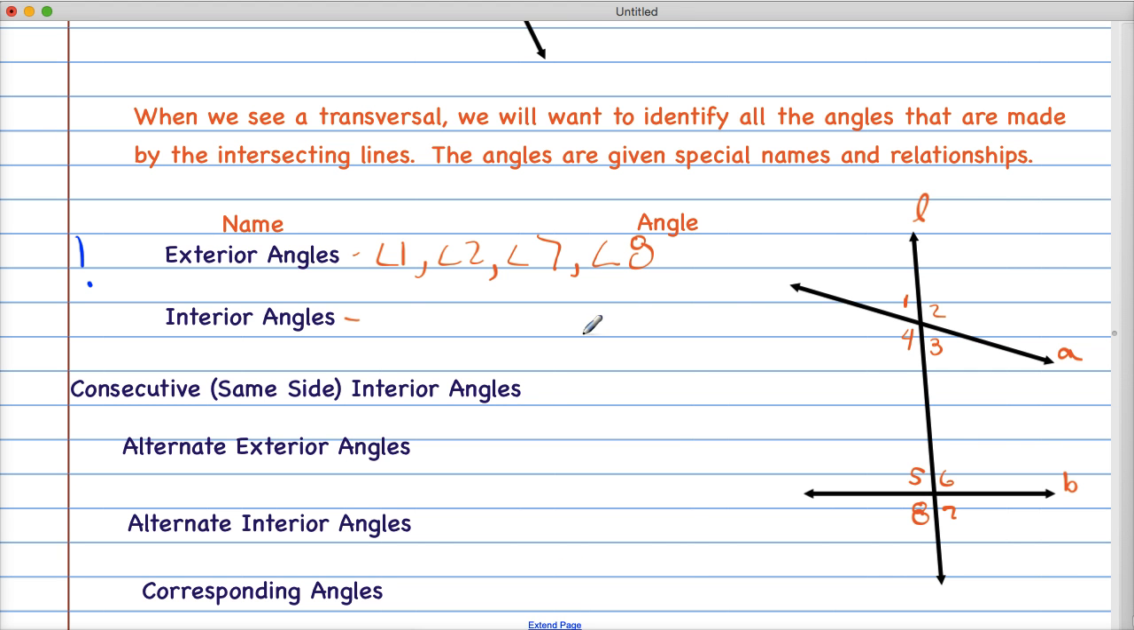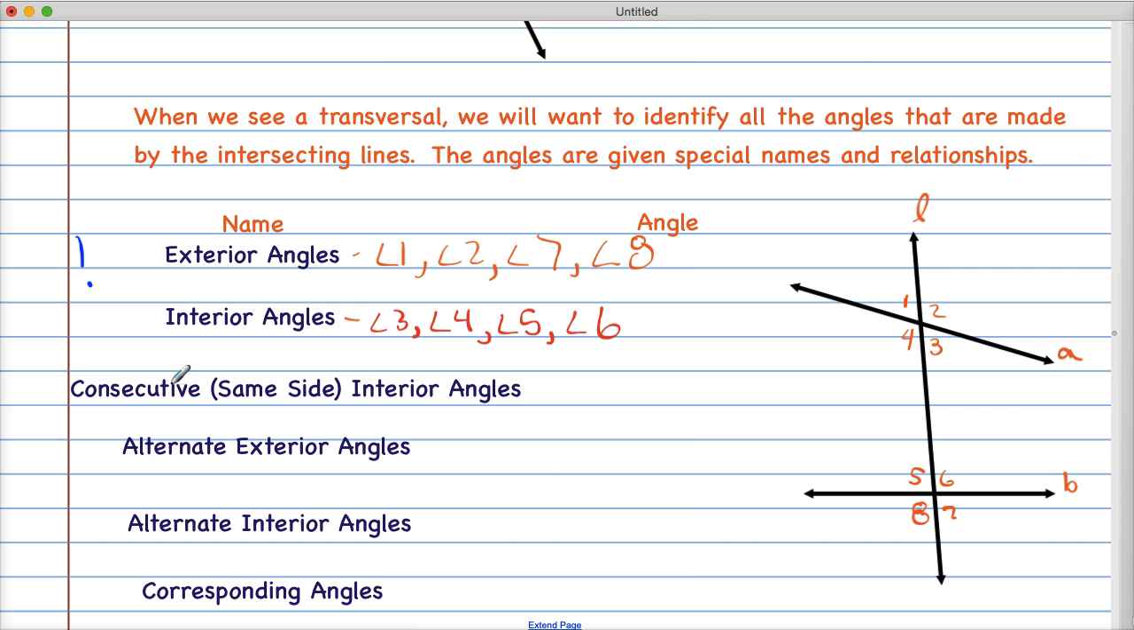So I have 1, 2, 7, and 8 as exterior. That leaves angle 3, angle 4, angle 5, and angle 6 as my interior angles. Now we have some other relationships. Those are the exterior, that's all the interior, and now there are different relationships among them.